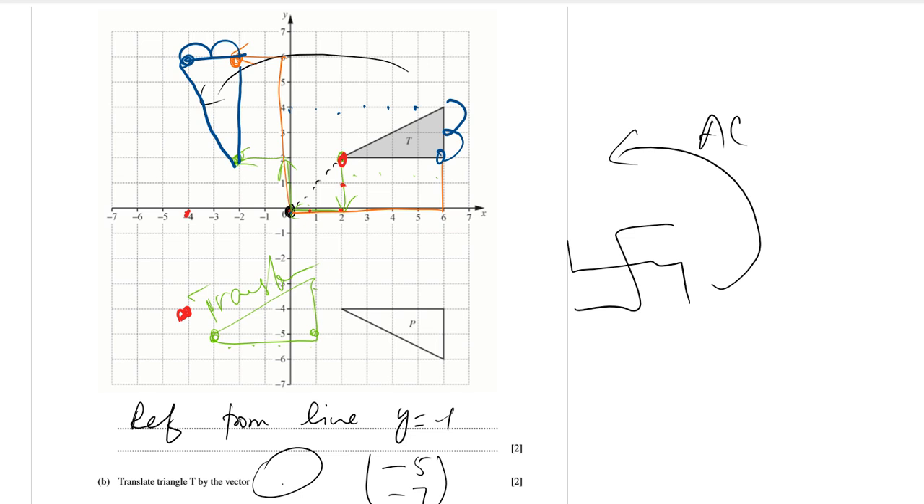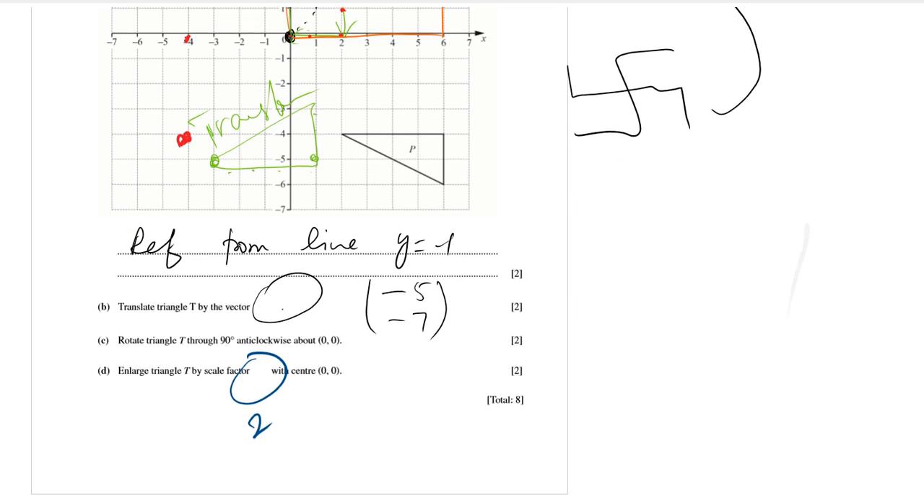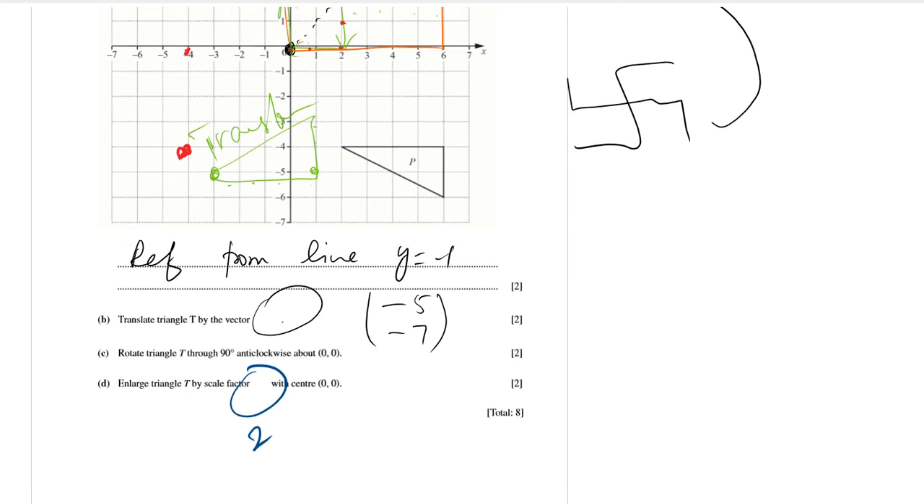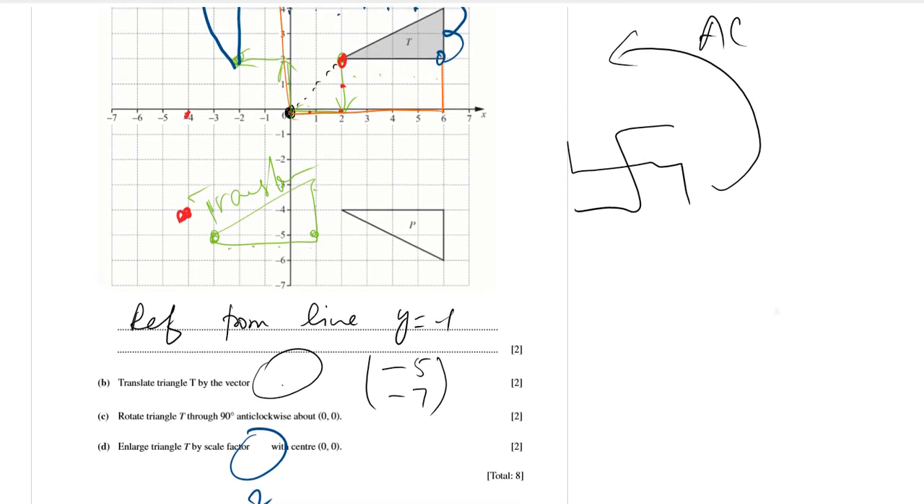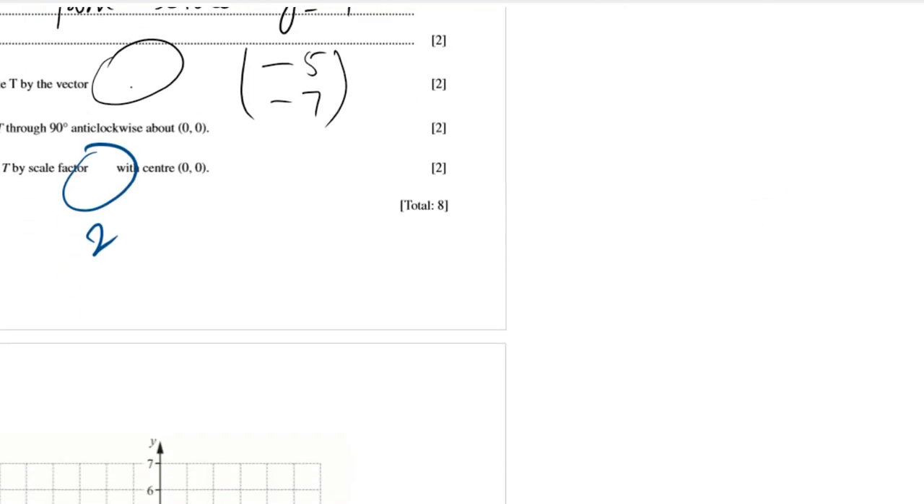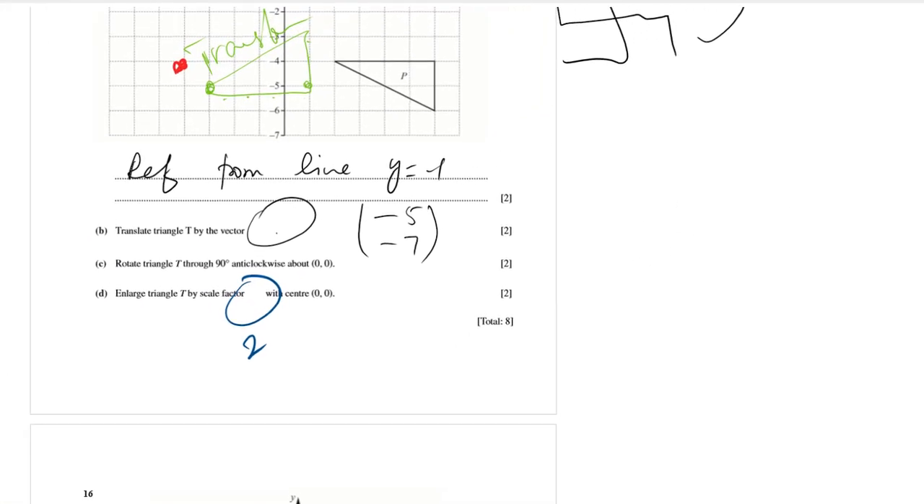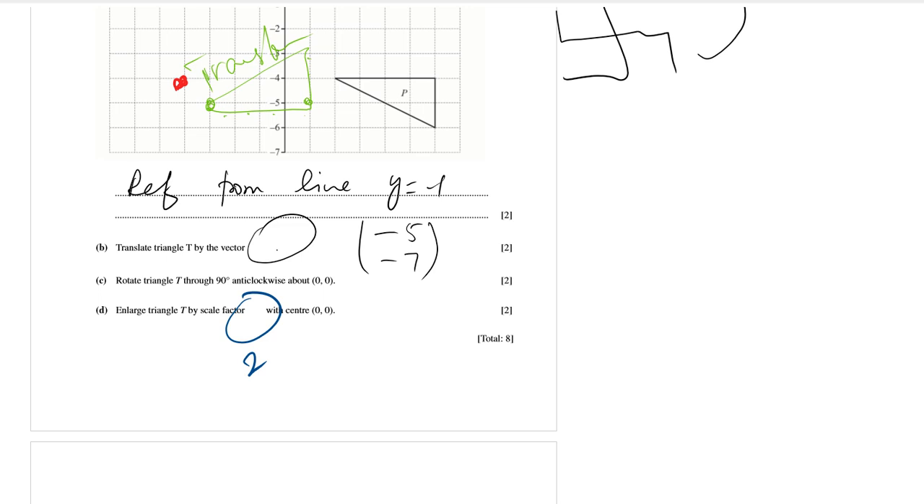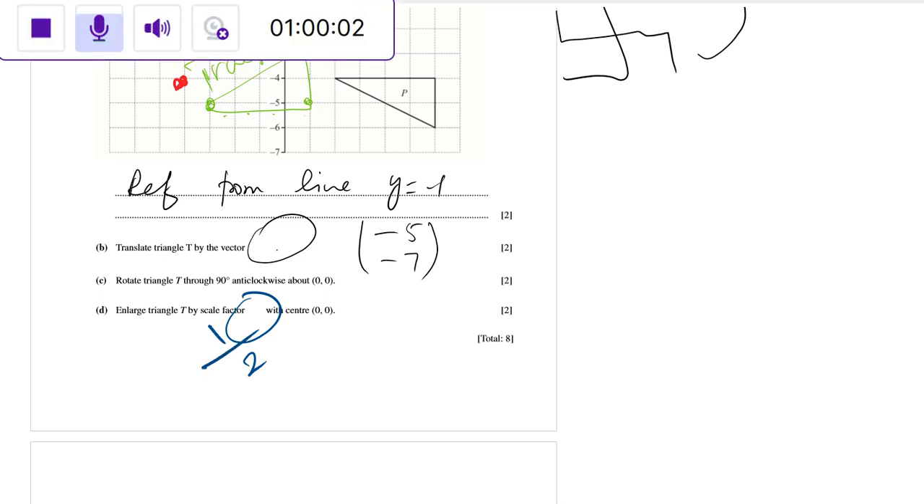I think there will be some problem. I don't have much space. 6 and 4, so 12 and 8. It is getting out of this place. So I'm sorry, I cannot take scale factor of 2. Let's take scale factor of 1 by 2. That would be convenient. Yes, 1 by 2.